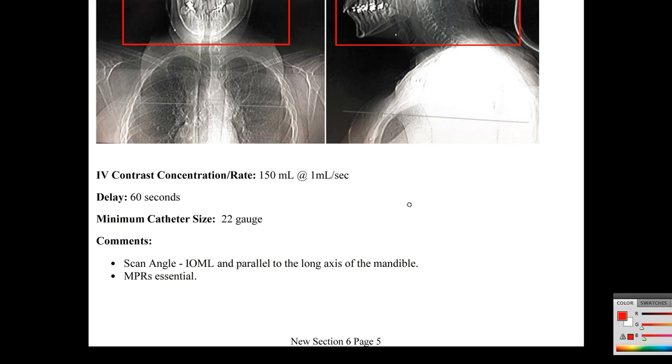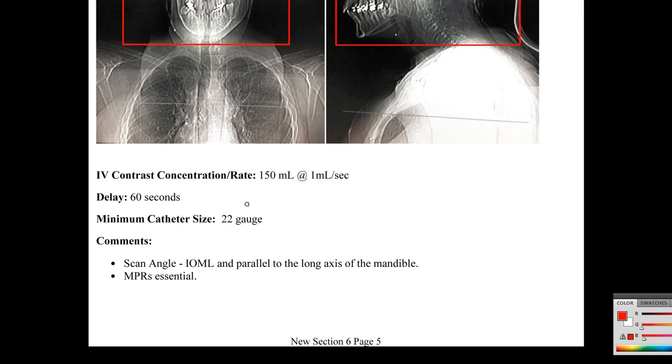IV contrast is 150 milliliters at 1 milliliter per second. So we're injecting a larger portion, and it could be argued that 100 milliliters would be sufficient, and I kind of feel that 100 milliliters would be very sufficient based on this anatomy. However, the book says that 150 would be utilized. Notice we're scanning at 60 seconds, so at 60 seconds we've only injected 60 milliliters. There's still 90 milliliters left to inject. That's why I feel that 150 is slightly off base. Because of the decreased flow rate at 1 milliliter per second, we can still utilize the 22 gauge catheter.